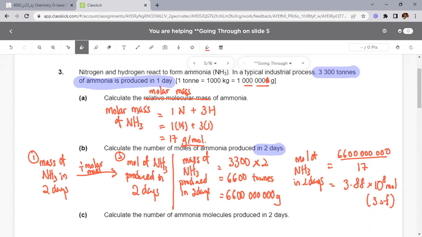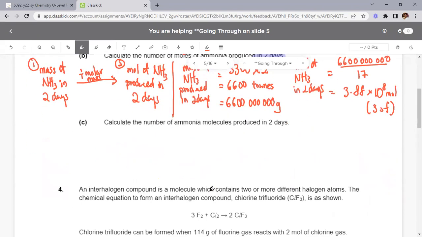Now, next one, even more power. They ask you to find the number of ammonia molecules produced in 2 days. Wow, this one is tough already. Ammonia molecules produced in 2 days. Sure, we have to calculate particles, right? Particles, molecules. Oh my goodness. What you realize is this.